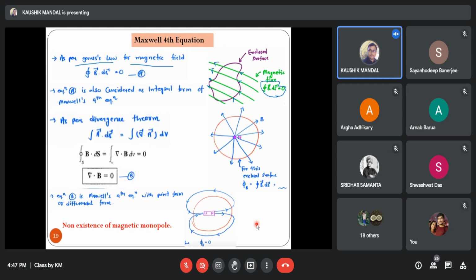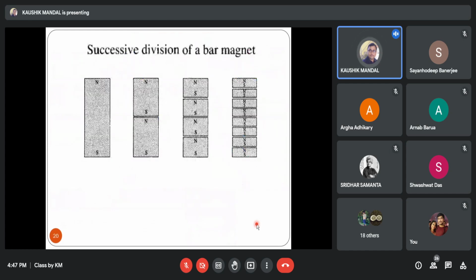Now, to establish this statement, we can consider this diagram itself. That is, consider the successive division of a bar magnet. We have a single bar magnet with north pole and south pole. If you divide it, a south pole will be created and a north pole will be created. So there are two magnets. Once again, if you divide it, there will be north pole, south pole, north pole, south pole. But a bar with a single north pole or single south pole cannot exist.